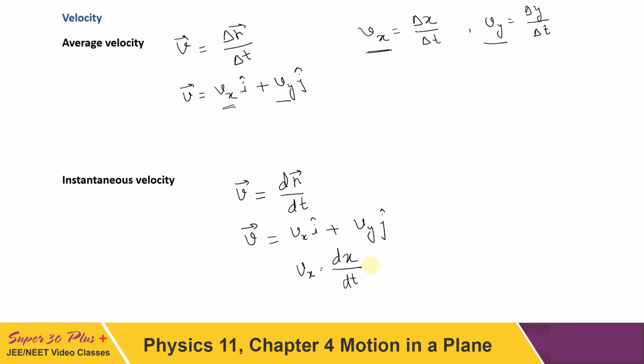Do remember this is a scalar quantity, and Vy is dy upon dt. So we have to differentiate position variation with respect to time to get the instantaneous velocity term. Now what is the direction of instantaneous velocity or average velocity? As you can see, it has to be along the direction of displacement, not along the direction of position. It has to be along displacement, because this is defined as displacement upon time.